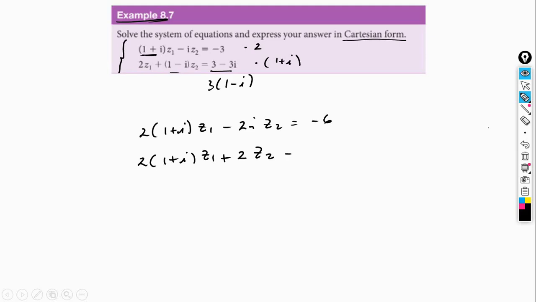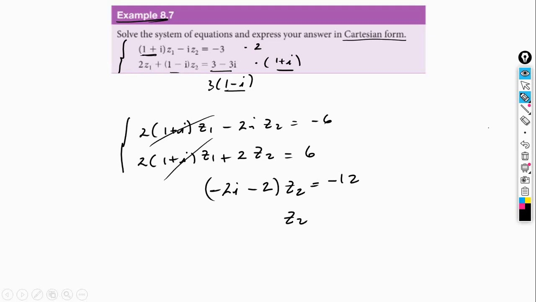And then over here, I'm going to get 3 times 2, so 6, right? Because remember that if I multiply this by this, it's going to be 2. So 3 times 2, which is 6. So now what I can do is subtract the bottom equation from the top one. So this is going to cancel out, and I'm going to get minus 2i minus 2 times z2 is equal to minus 12. So that means that z2 is equal to minus 12 divided by minus 2 minus 2i.